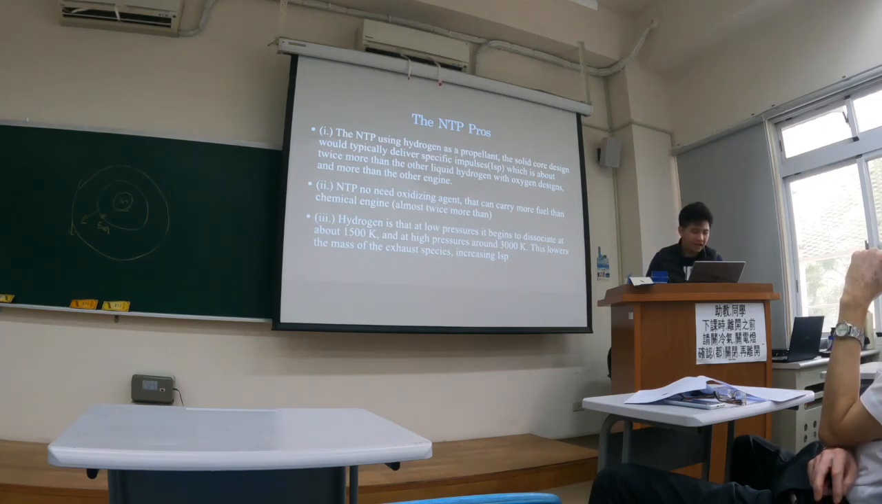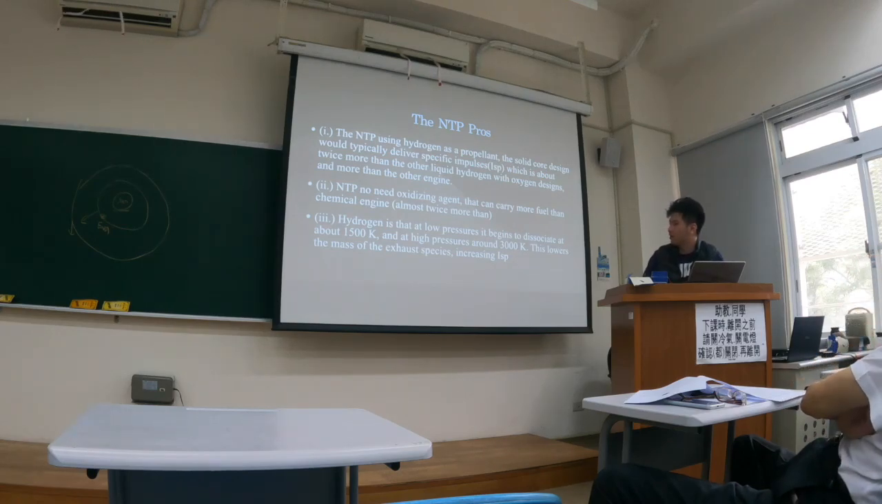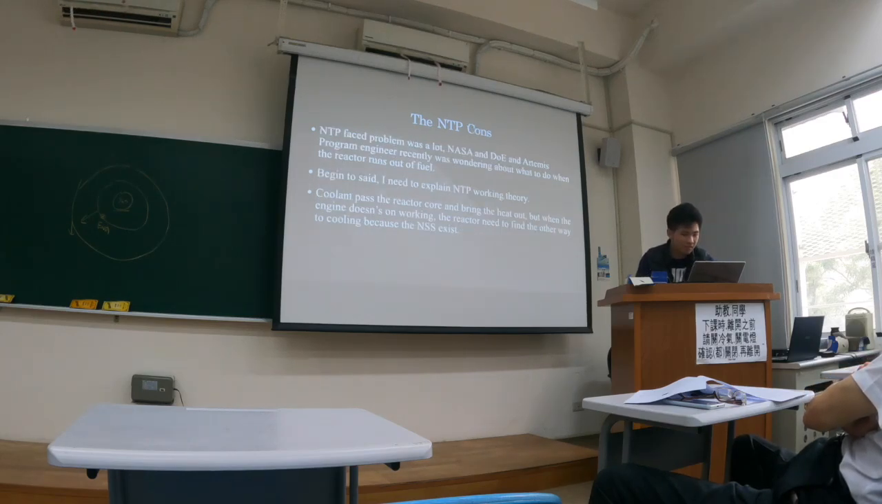And hydrogen at low pressure begins to dissociate at about 1,450 K. At high pressure, around 300 atmospheres, it is about 3,000 K. This lowers the mass of the propellant, which specifically increases the ISP.